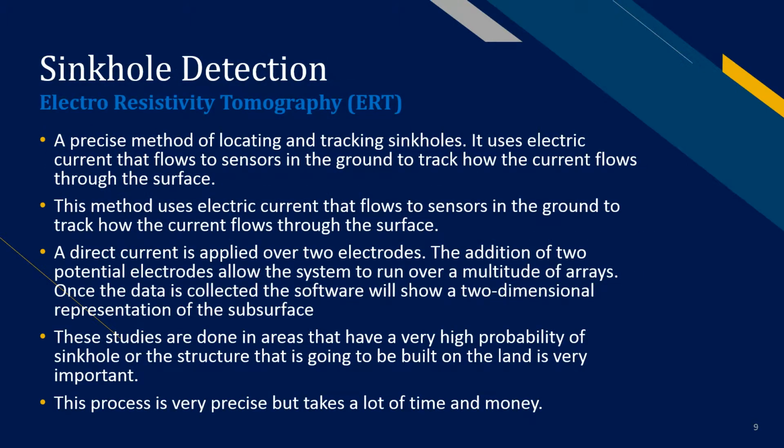Now that we have a little history and an idea of what sinkholes are, we're going to look at some ways to detect and monitor them. This is the ERT method. Basically, this takes an electrical current and flows it through the ground to different sensors placed along an area. When this electricity is flowing through, it allows the sensors to detect what is under the ground by using the resistivity properties of the different materials.